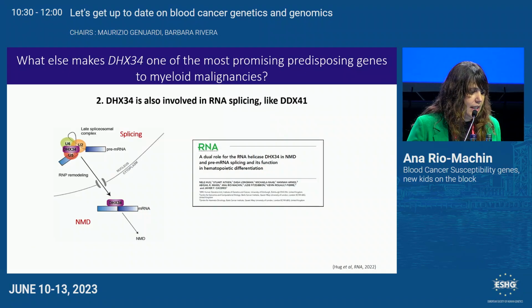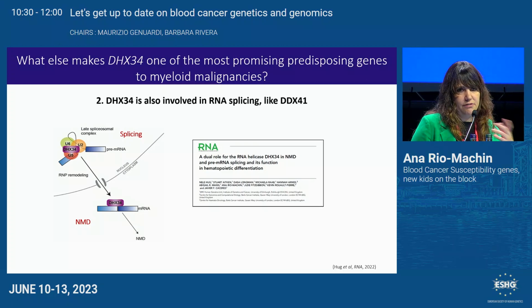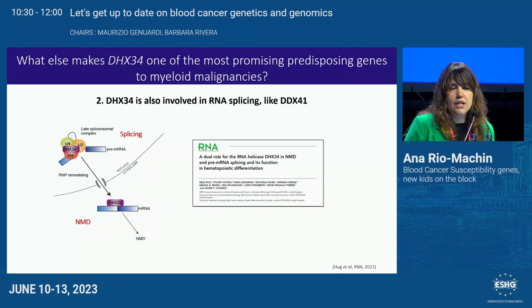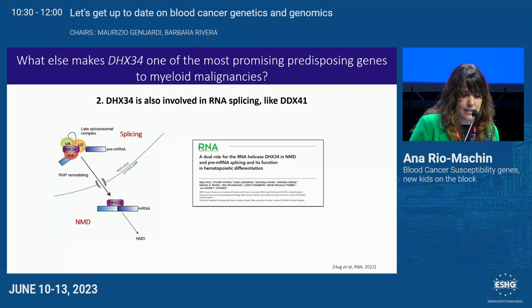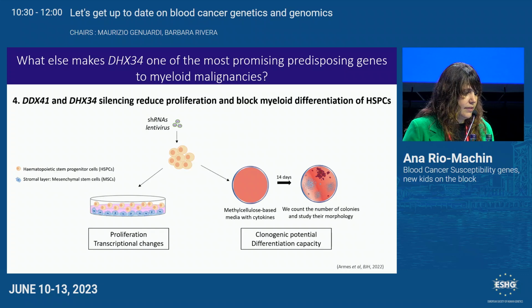But also DHX34, so we published this paper last year, so we looked at the function of DHX34, and apart from being involved in the nonsense-mediated decay pathway, we also found that it's involved in RNA splicing, like DDX41, but moreover, we found that DHX34 interacts with DDX41. So then we performed, following this pipeline that we published, to check the function of other genes.